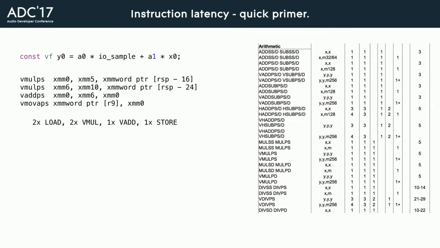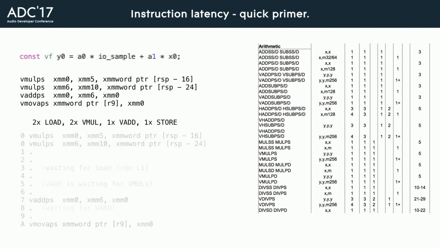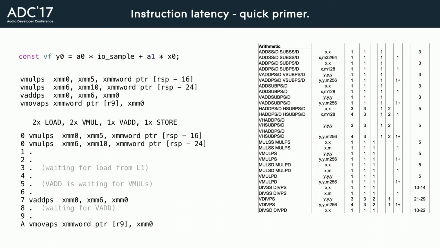Now, a typical Intel chip can do one load or store, or one load, one store, and a couple of multiplies or adds per clock cycle. So how long does this code, which has got two loads, two multiplies, an add and a store, how long will that take to execute? Well, the answer is longer than you think.